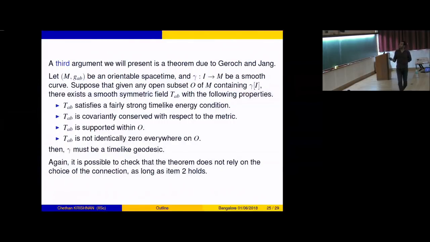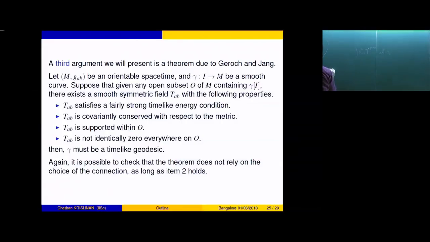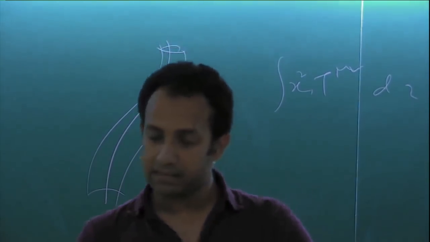So the third argument that I'm using is one due to Geroch and Jang, and the claim here is that if you have a generic space-time, and then there is a curve in the space-time, and around the curve there is some region in which you have a stress tensor. So let me just draw a quick picture. There is a curve in space-time, and you have a small tube around it, and this is the region O, and the stress tensor is supported in that region.